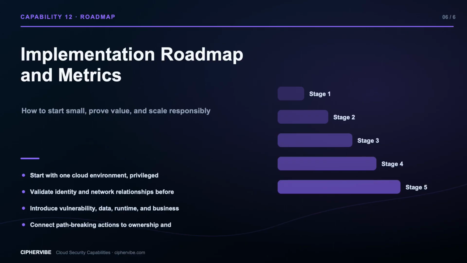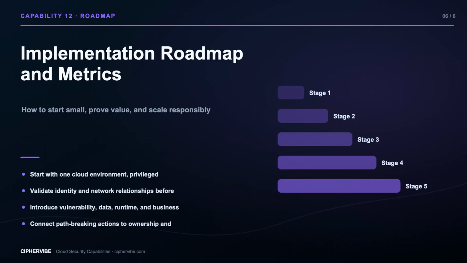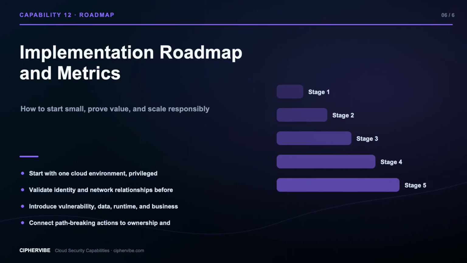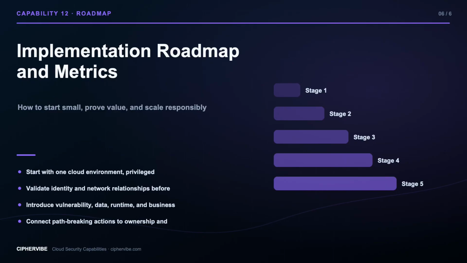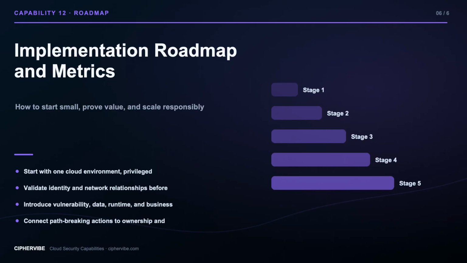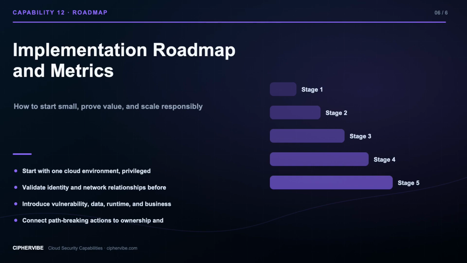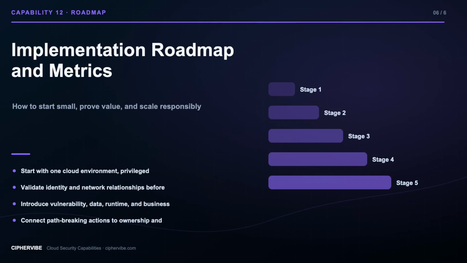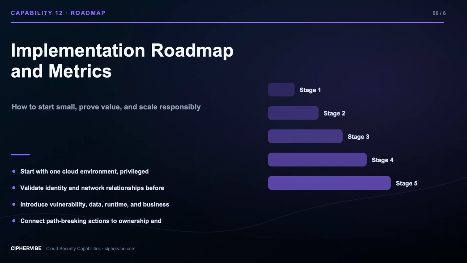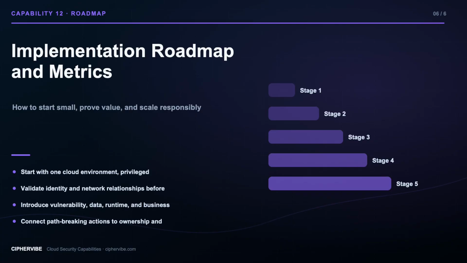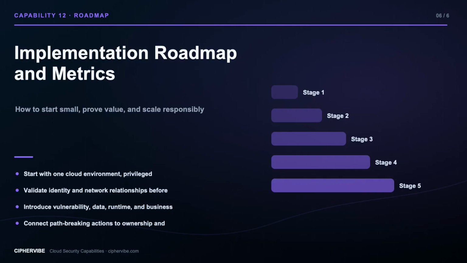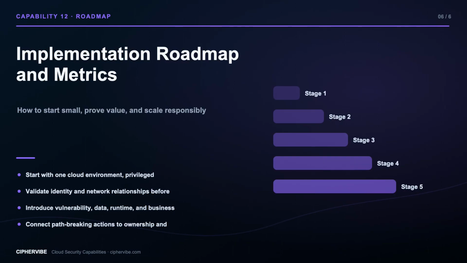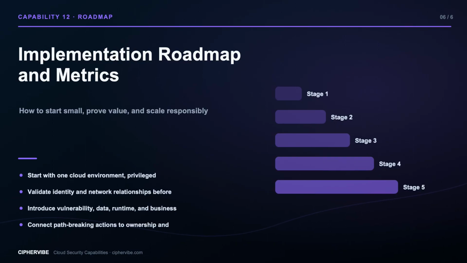Third, introduce vulnerability, data, runtime, and business context in measured stages. Fourth, connect path-breaking actions to ownership and remediation workflows. Fifth, use the graph for incident scoping and architecture review as well as preventive prioritization. The roadmap is incremental because a focused production scope lets teams validate evidence, ownership, workflow, and control safety before scaling.